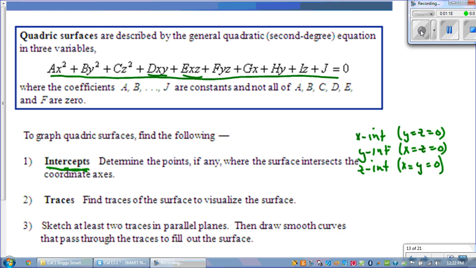Now, the next thing we'll look at is traces. Traces are going to be with different planes. So we can look at where the surface intersects z equal to 0. That gives us the xy trace. Or we could use any z value, so z equal to some number, some constant value. That's a plane that will be parallel to the xy plane.